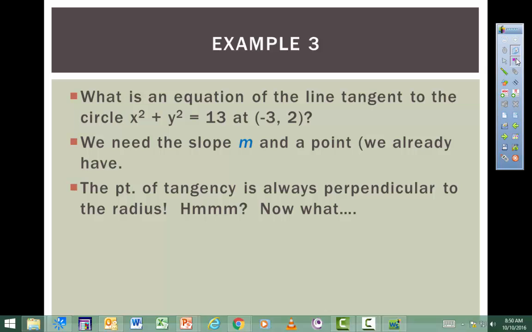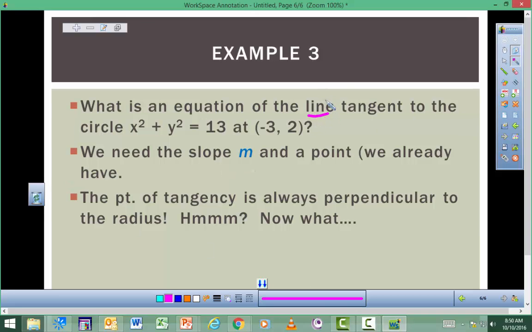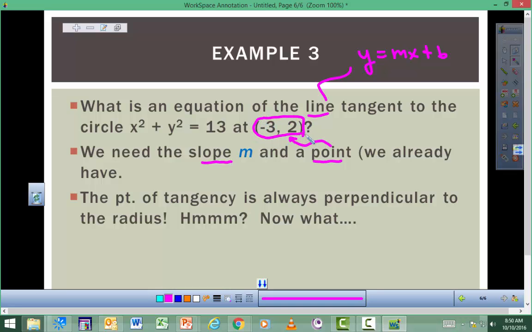For any line, you typically write this as y is equal to mx plus b. There's the equation of a line. So what we need is a slope and we need a point. Well, hey, guess what? We already have the point that we need. This is going to be our point we're going to use. So what we need then is the slope. Now here's the key fact about circles and their points of tangency. The tangent is always perpendicular to the radius.